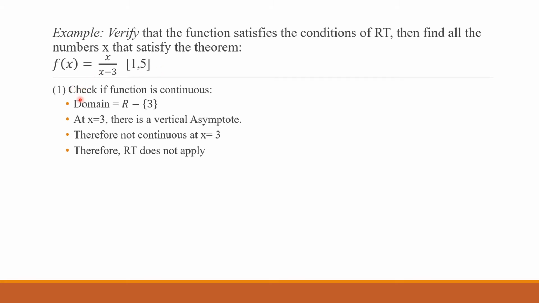Okay, let's check. First, check if the function is continuous. Here is my function. To know if it is continuous or not, I'm checking the domain. The domain is R minus 3, because the domain is R minus the value of x that makes the denominator equal to 0. So x minus 3 equals 0, so x equals 3. At x equals 3, there is a vertical asymptote. Therefore, it's not continuous. A vertical asymptote is one of the types of discontinuity. So it's not continuous at x equals 3. Let's check the interval. x equals 3 is inside the interval. Therefore, Rolle's theorem does not apply and I cannot find this value x.